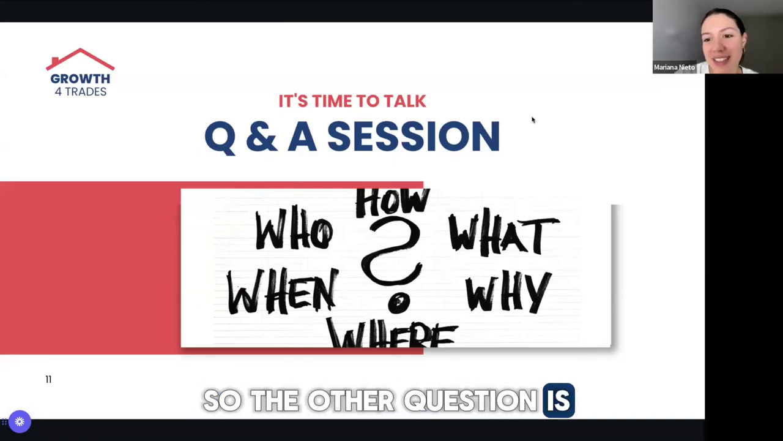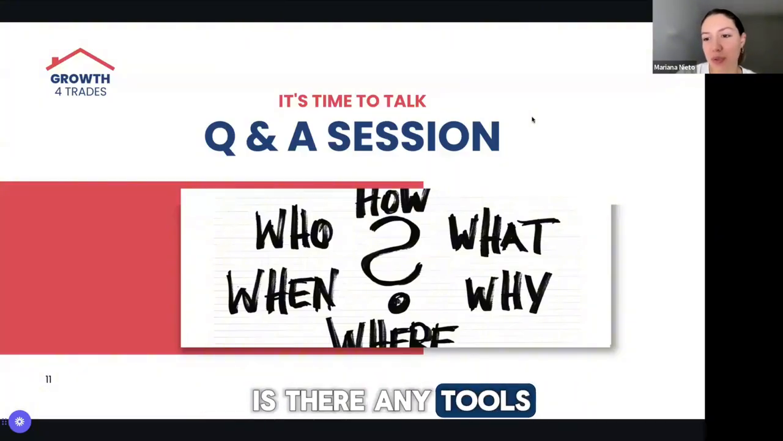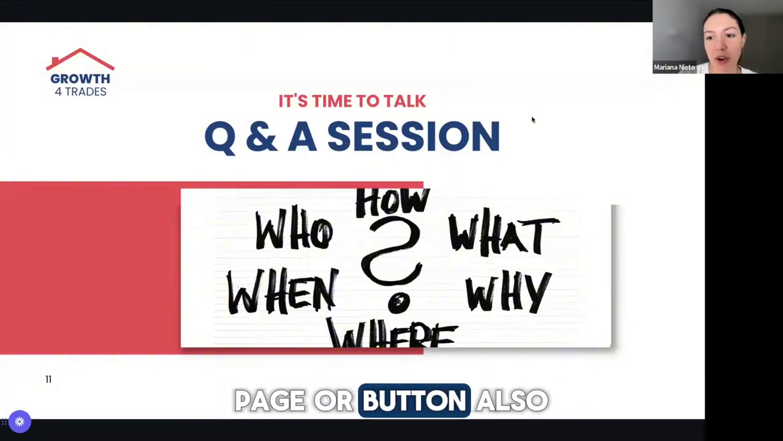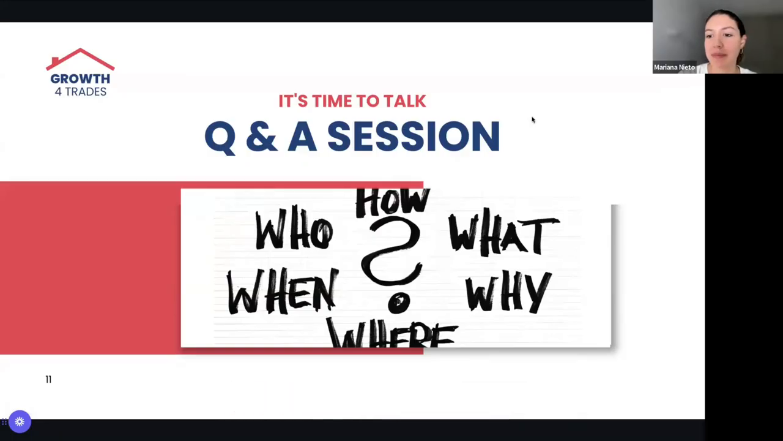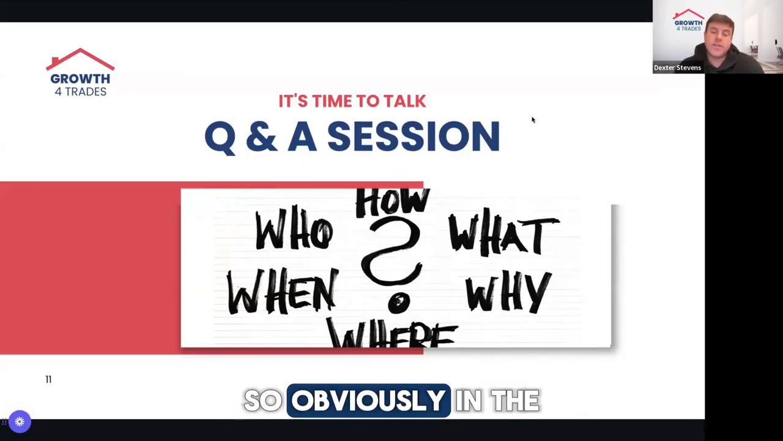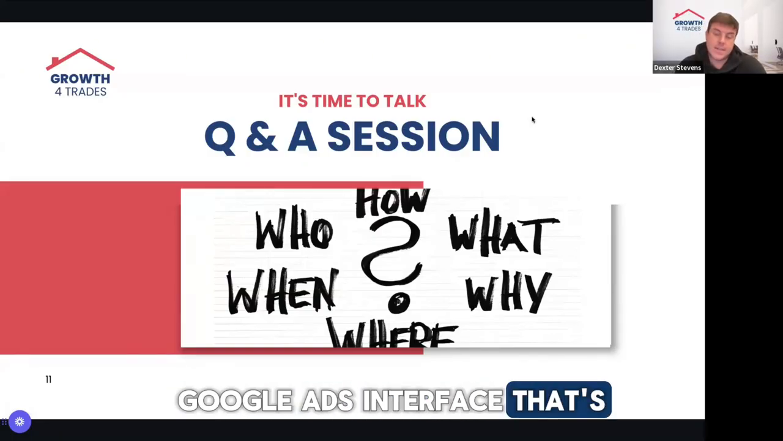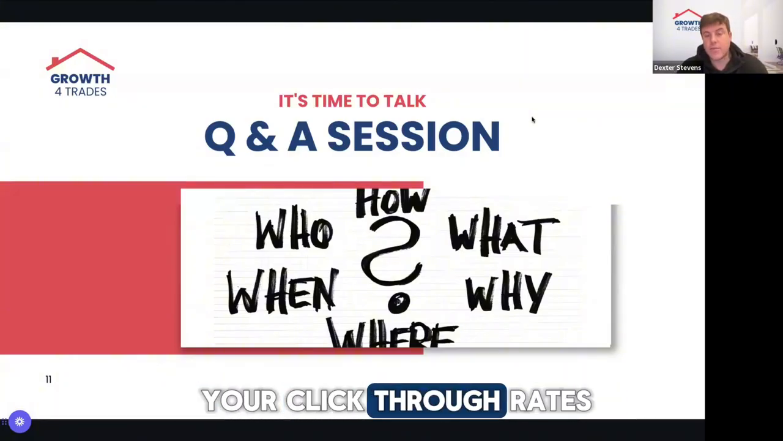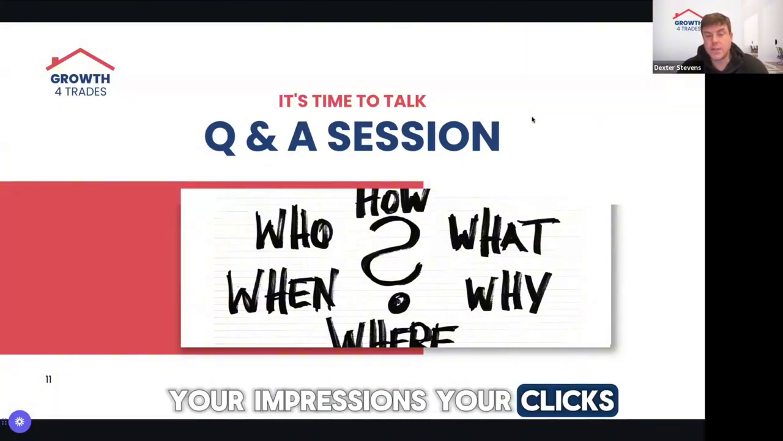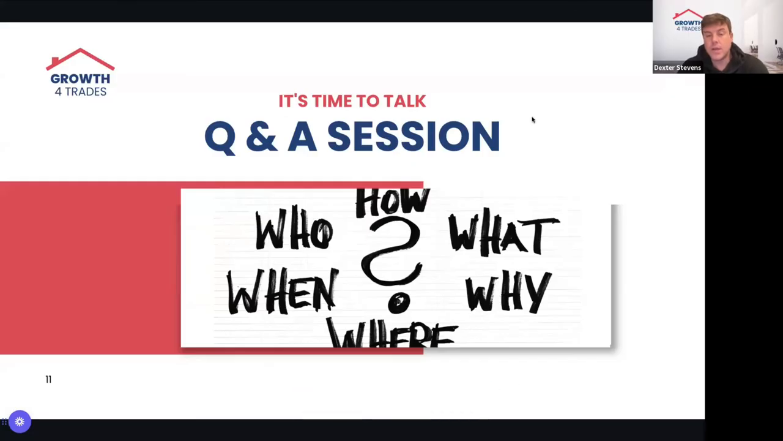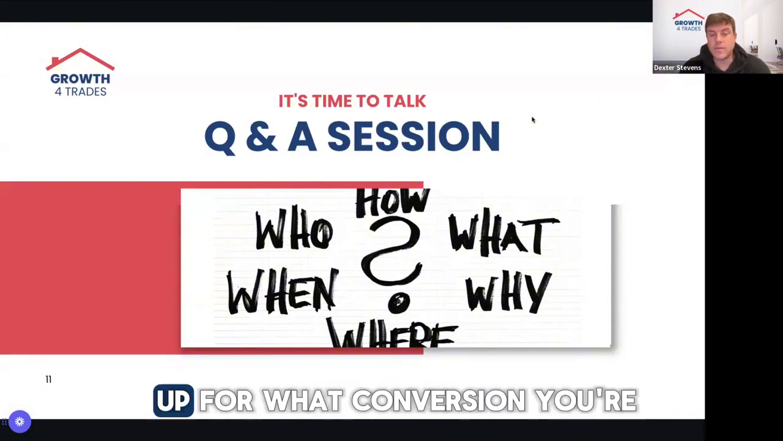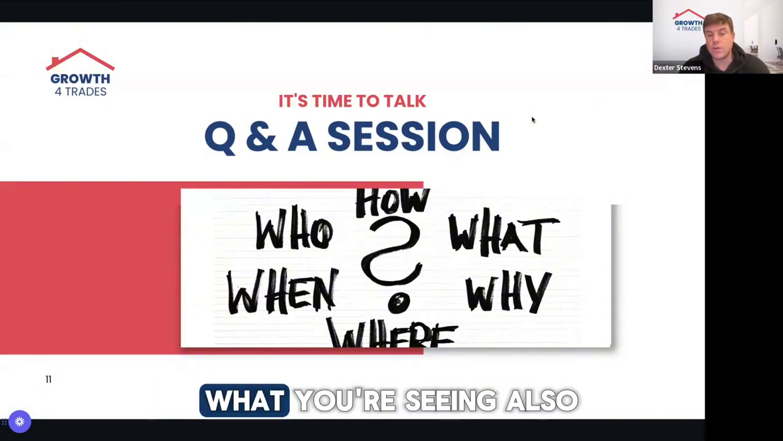So the other question is, are there any tools to check conversions for specific keywords, page or button, also clicks and impressions? Yeah, sure. Obviously the Google Ads interface has all the information there. You'll see your click-through rates, your impressions, your clicks. You can also, in the columns, see in the campaign and within the ad set what keywords are coming up and what conversions you're seeing.